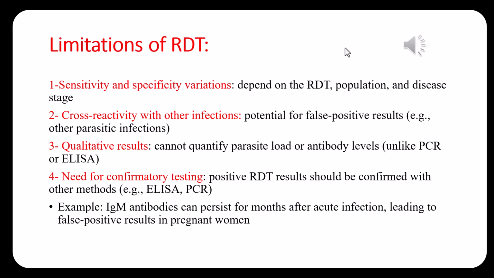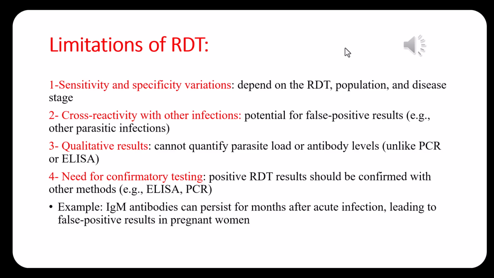The result is qualitative. Qualitative means it cannot detect the severity or the level of the disease, unlike PCR or ELISA, which can tell you the level of the antibody or give you the load of the parasite. This test is unable to give you a quantitative result.